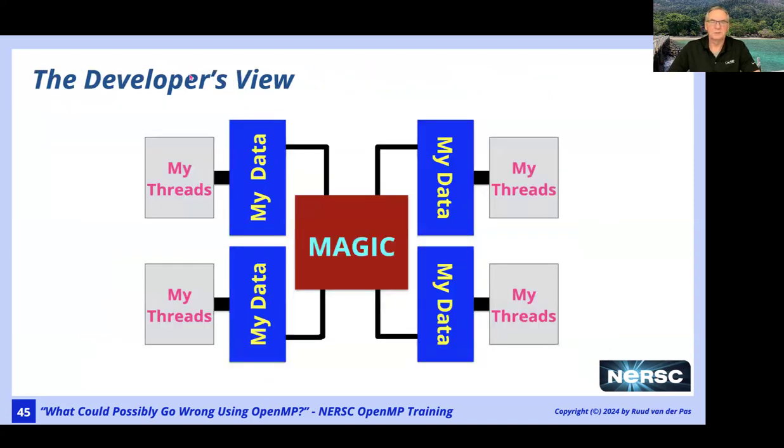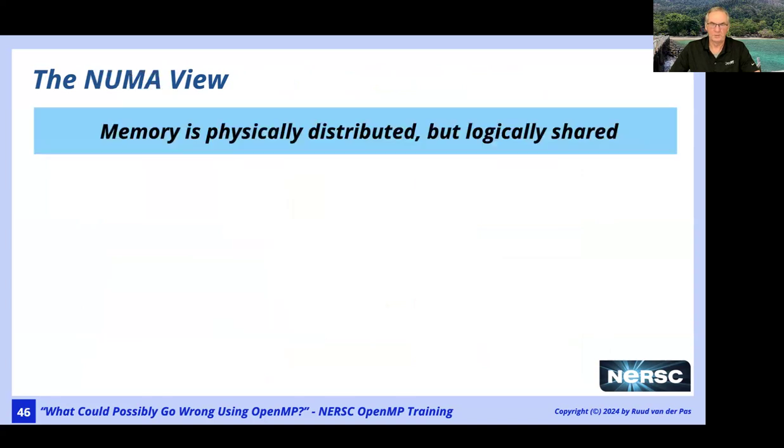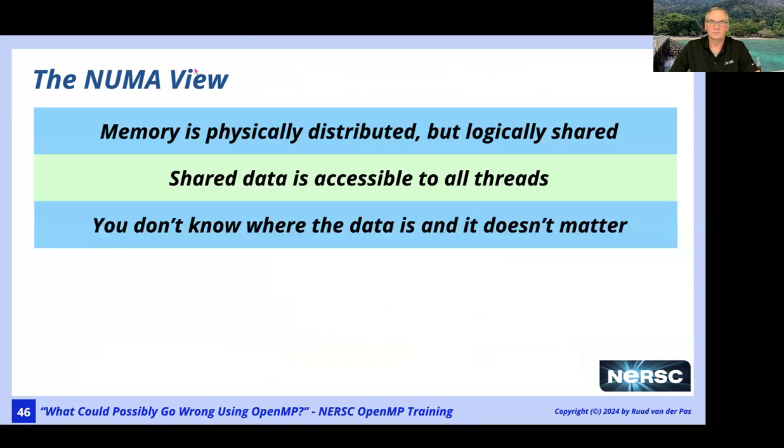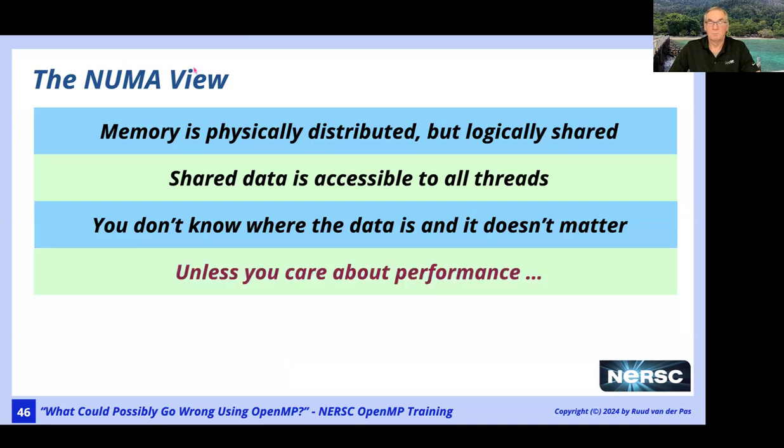For us as developers, this is the way to look at it. I have my threads running somewhere. I have my data scattered over the system, and there's some magic in between that glues it all together. So the official way of saying it: memory is physically distributed, like in my case, over four nodes, but logically shared. And shared data, as you know from OpenMP, is accessible to all the threads. So that's really nice. In terms of OpenMP, you don't have to know where the data is. It doesn't matter. You need variable A. If it's shared, any thread can get it. But how about performance? Where does that A come from? And that's where the NUMA architecture comes into the picture.